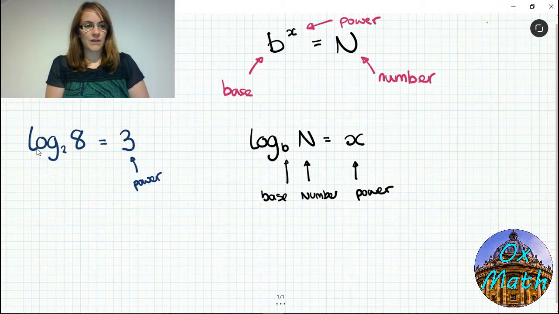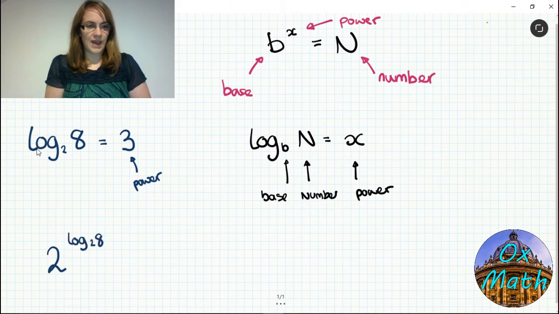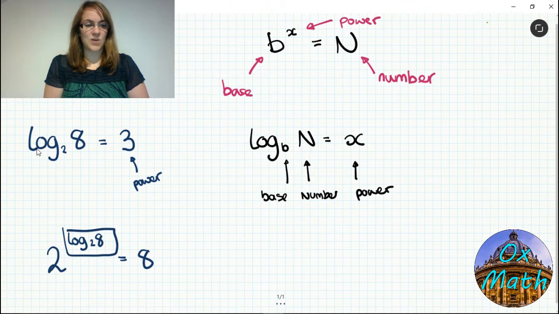So we could rewrite this equation as 2 to the power of log base 2 of 8 equals 8. Because remember, log base 2 of 8, this bit here, is the power that goes with 2 to get 8. So that is the power that we need to put with 2 to get the answer 8.